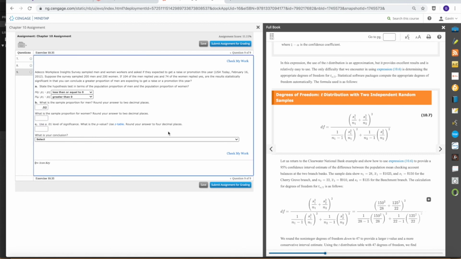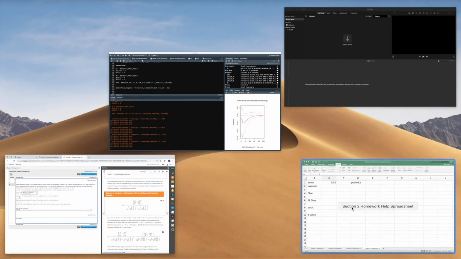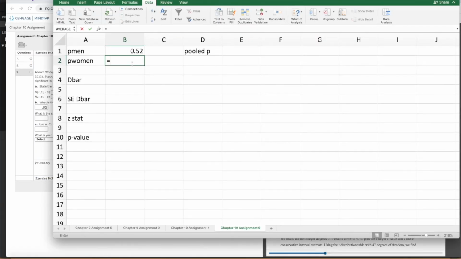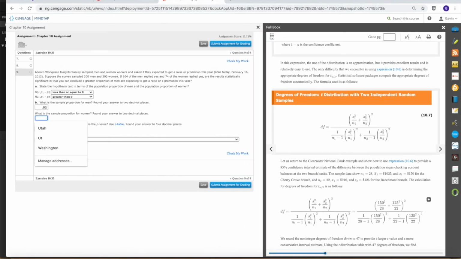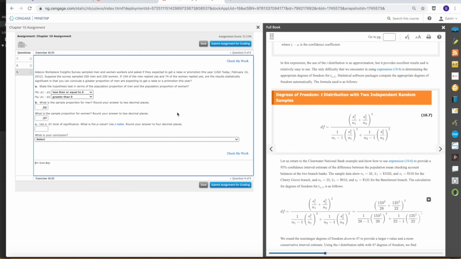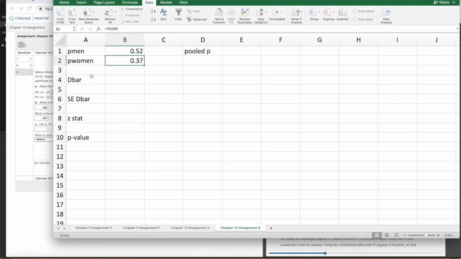What is the sample proportion for women? 74 women out of 200 equals 74 divided by 200. That's 0.37. Let's put it in. 0.37. Use a 0.01 level of significance. So alpha equals 0.01. Let's just put that right here.